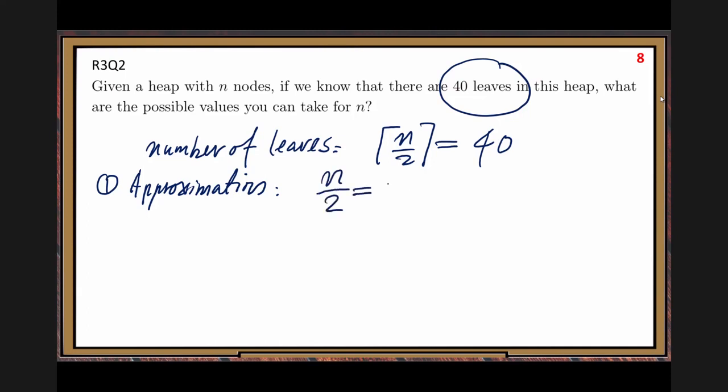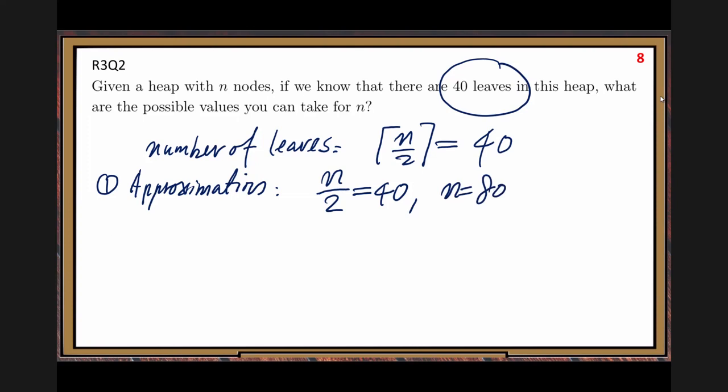Let's look at this equation. This is easy to solve, and we know it's an approximation, so we can fix that small little error later. Then n equals 80.